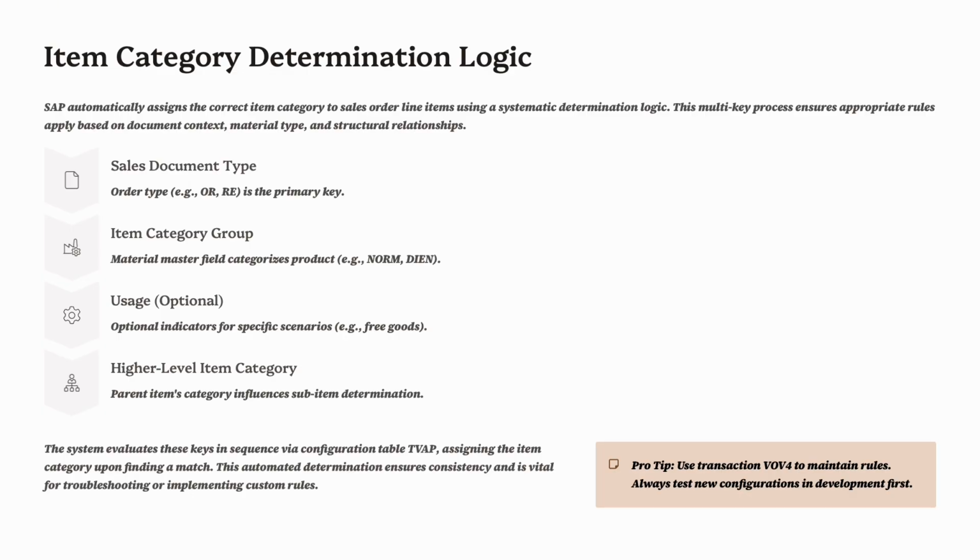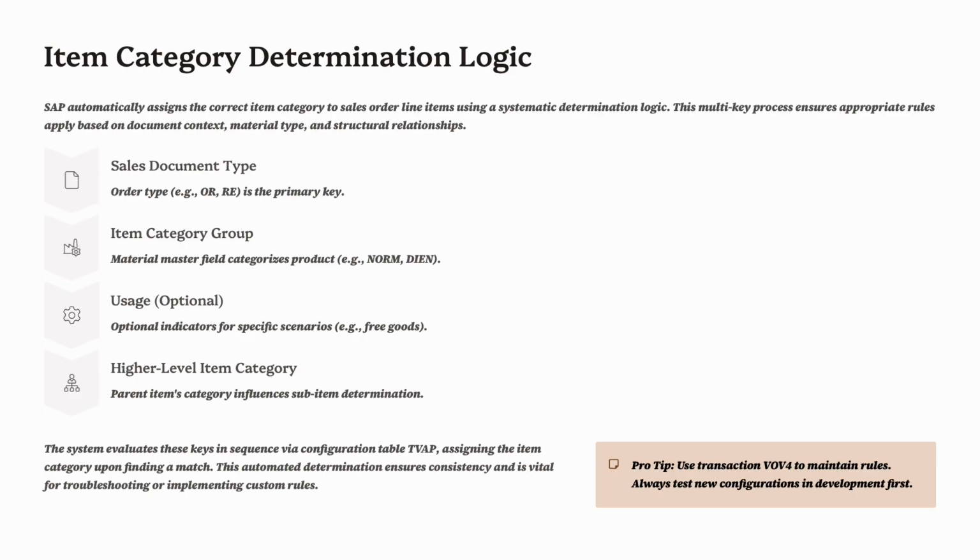1. Sales document type. The sales order type, OR, CR, DR, etc., defines the overall process. Different order types can assign different item categories. For example, a standard order, OR, uses TAN, while a return order, RE, uses REN or LN. A credit memo request uses a completely different item category too.